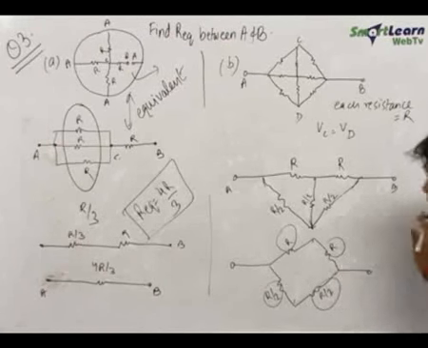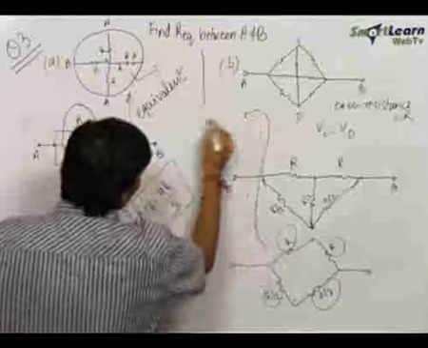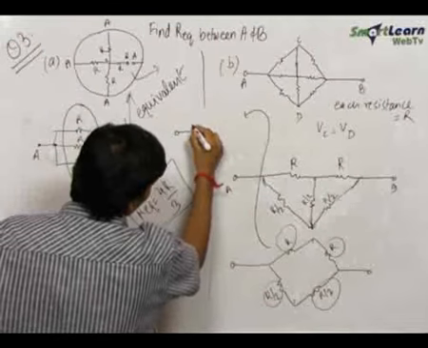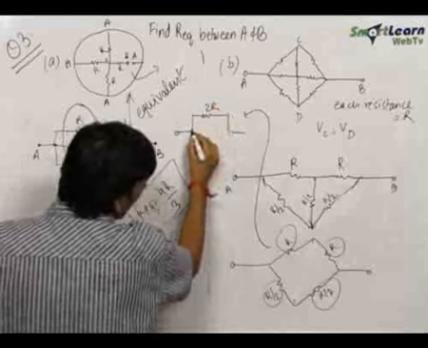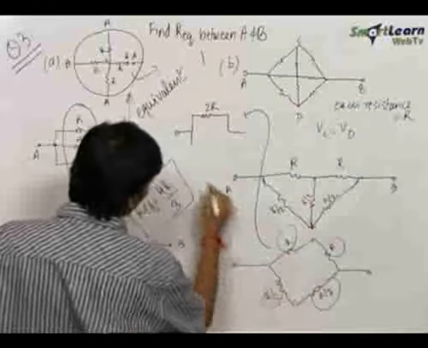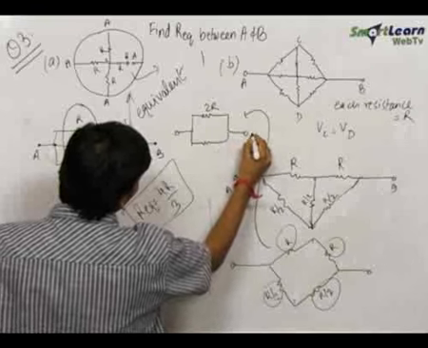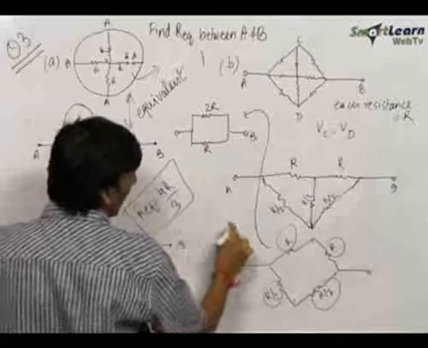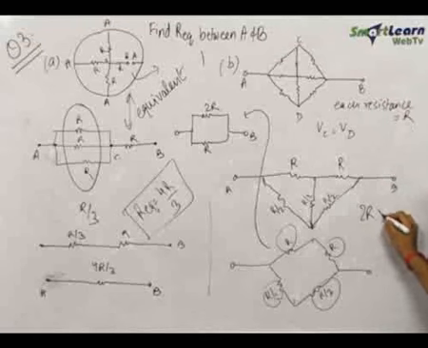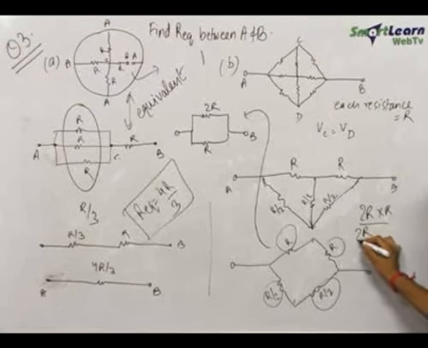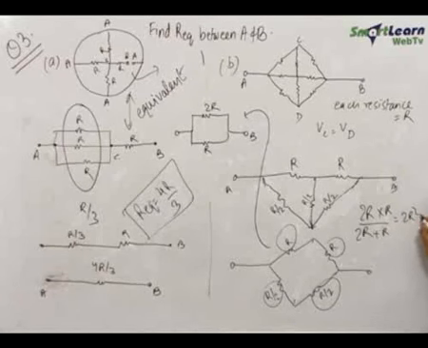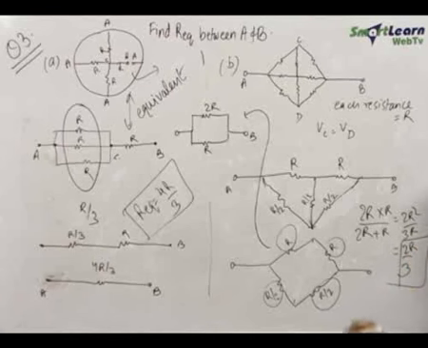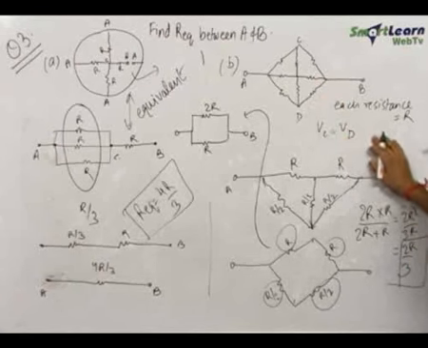Now these two are in series, therefore this becomes 2R over here, and this 2R is in parallel with R by 2 plus R by 2, that is R. The equivalent of 2R and R in parallel will be R1 R2 upon R1 plus R2, that is 2R into R upon 2R plus R. Therefore this becomes 2R squared upon 3R, that is equal to 2R by 3. So the final answer for the R equivalent in this case came out to be 2R by 3.